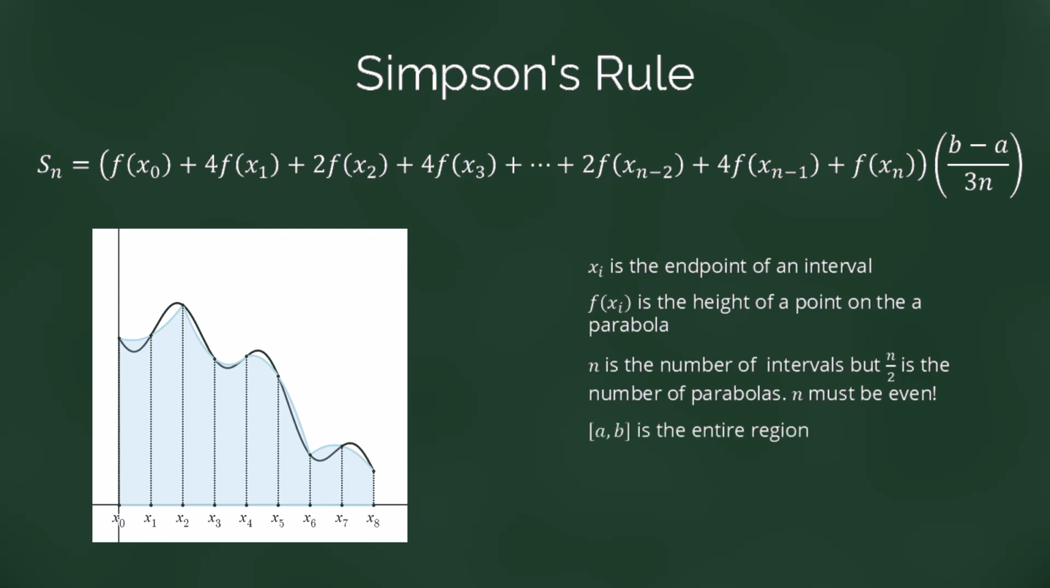a and b is our total interval again, so b minus a is going to be the length of that interval. And then, again, for reasons we won't dive into in this video, hopefully you can take them at face value, f of xi plus 4 times f of xi plus 1, plus f of xi plus 2, times (b minus a) over 3n represents the area under one of our n over 2 parabolas.